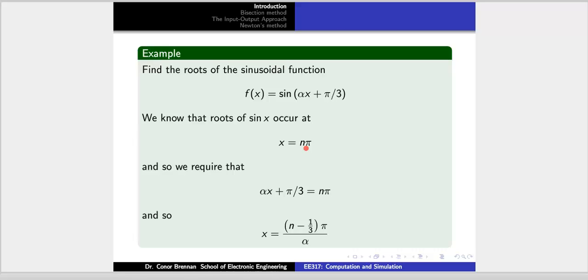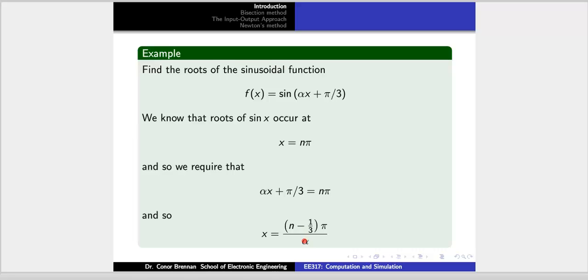So if sine x has roots at integer multiples of pi, how about sine of alpha x plus pi over 3? Where are its roots? Well, it's very easy to work out. We require that the argument, alpha x plus pi over 3, is equal to n pi for some integer n. Just by rearranging that, we get alpha x equals n pi minus pi over 3. Therefore, x must be equal to n minus a third, times pi over alpha, for integer values of n. Again, we don't need a numerical root finding algorithm for this because we know where the roots are. The roots occur at these points here. We can work it out.